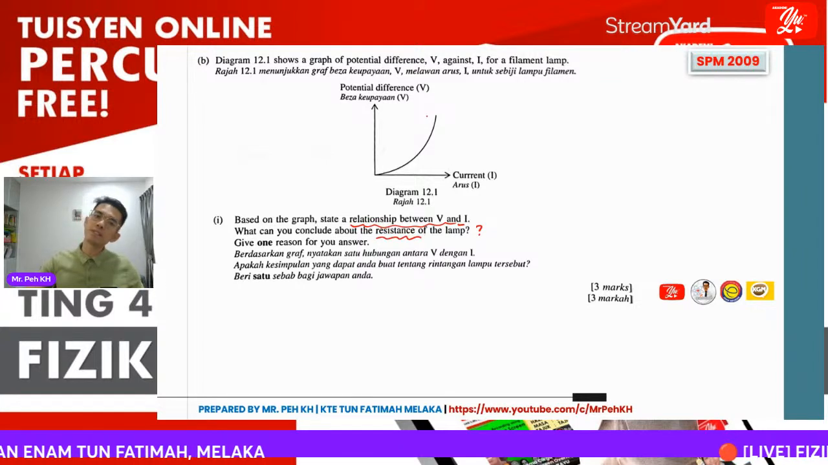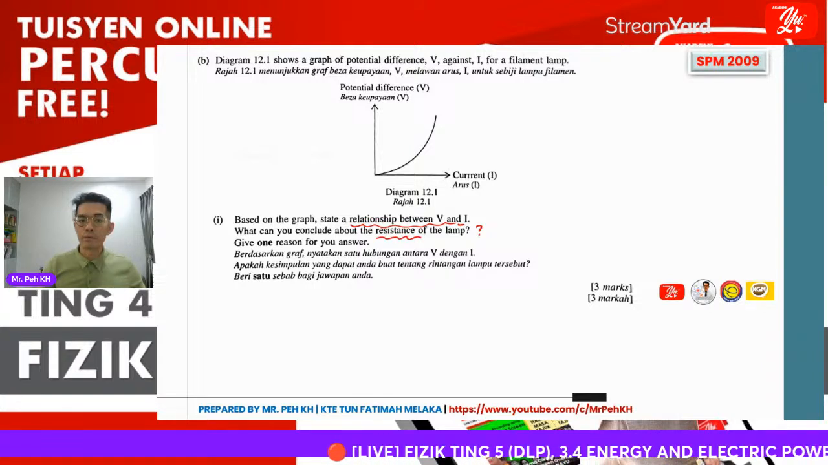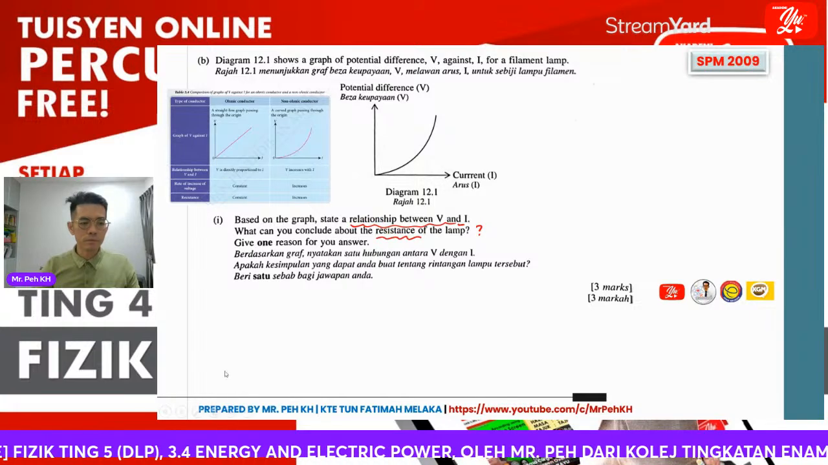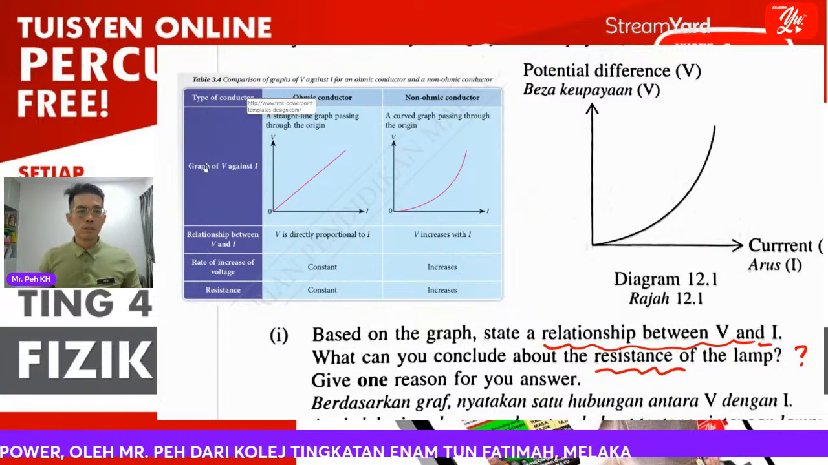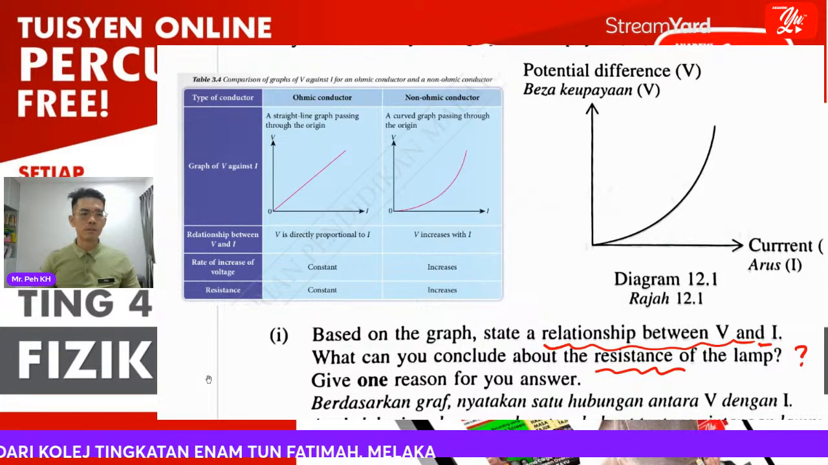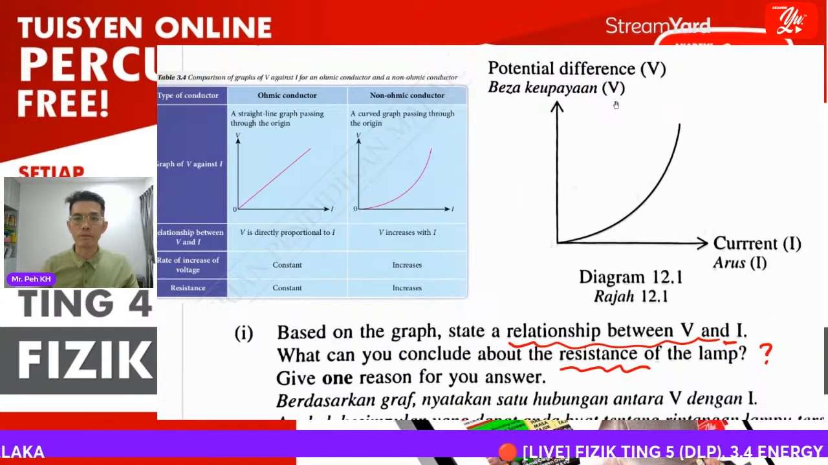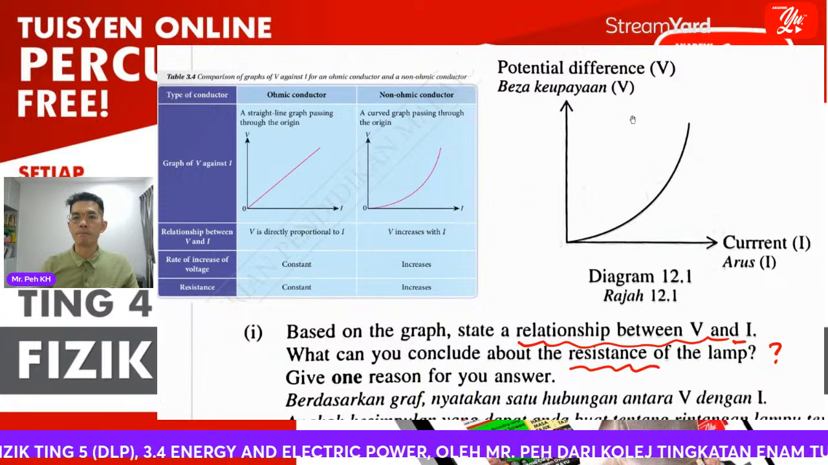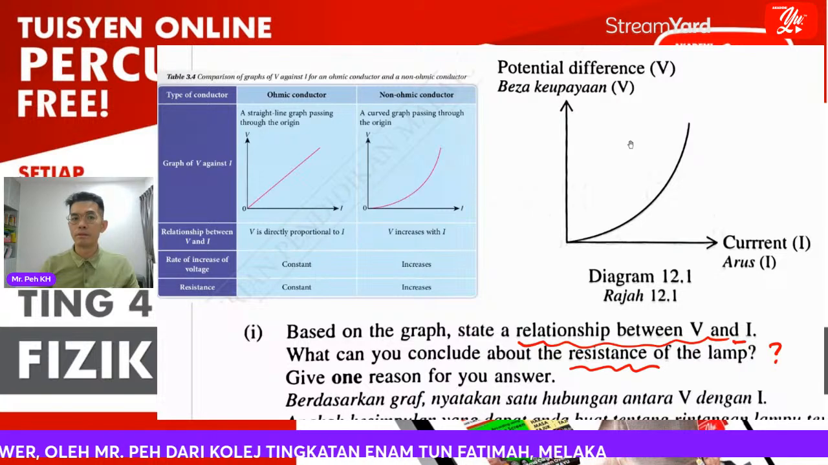This is actually a graph from subtopic 3.1, where you can get information from this table. Here there will be ohmic conductor and non-ohmic conductor. Definitely you can see the graph is a non-ohmic conductor, right? As the graph of V against I is not a straight line, that means the filament lamp does not obey Ohm's law.